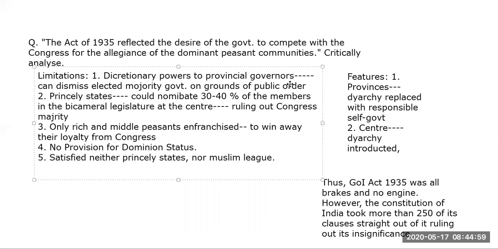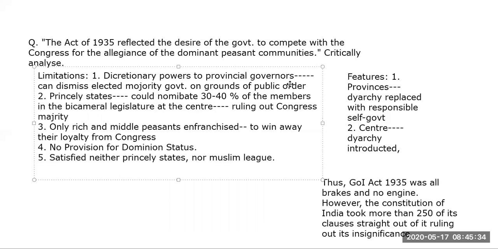So let's look at the limitations. Number one is the discretionary powers given to the provincial governors. Although there is an elected majority government at the provinces, the discretionary power granted to the provincial governors would nullify any reforms from the provincial elected majority government. For example, the governor had the right to call the legislature. The governor had the right to not give assent or consent to any act passed by the legislature.